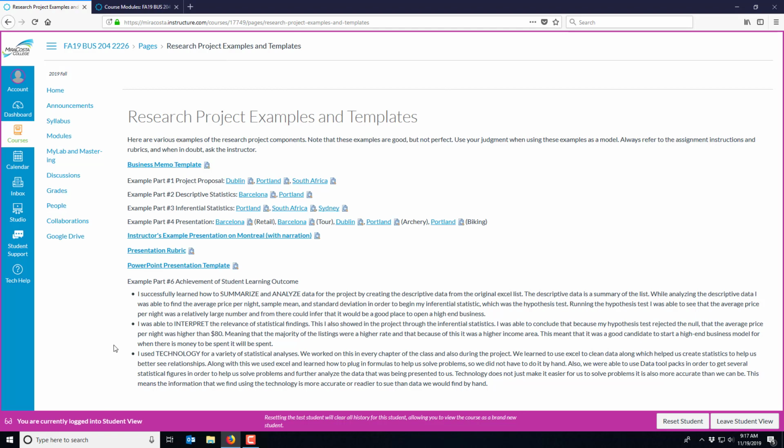This is just one way that they wrote about the student learning outcome, so feel free to be creative, but be clear on how you achieved the student learning outcome. So if you have any questions, just let me know.